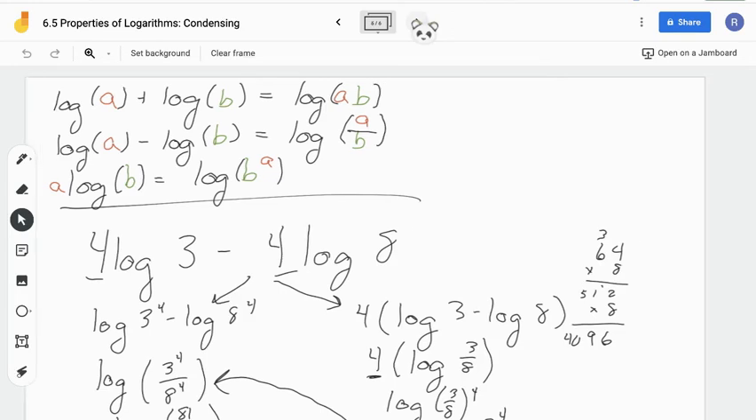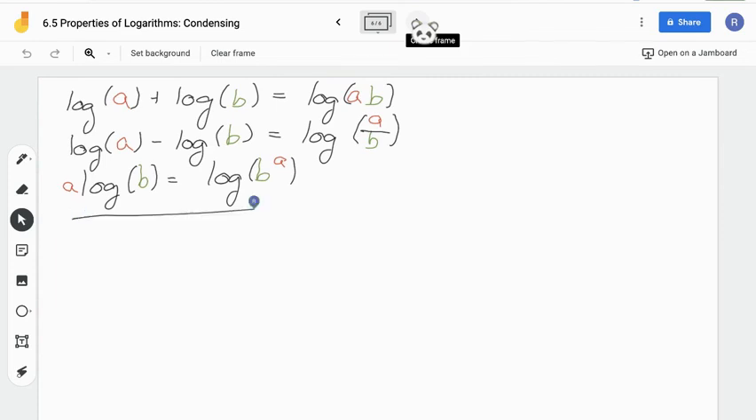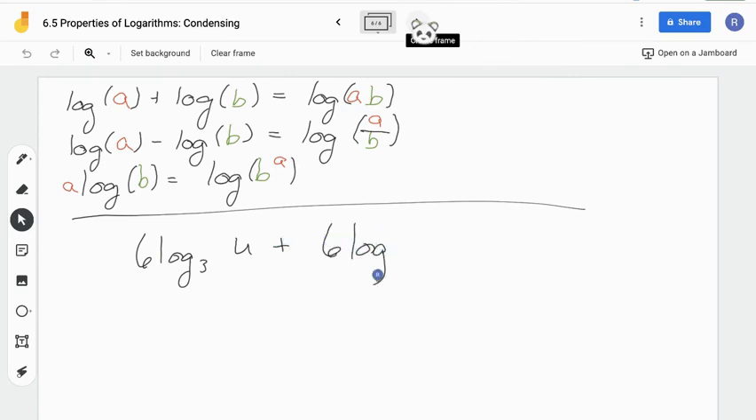Let's take a look at one more example. And here we're going to take a look at 6 times the log base 3 of u plus 6 times the log base 3 of v. I want you to go ahead and pause the video and give this one a try.